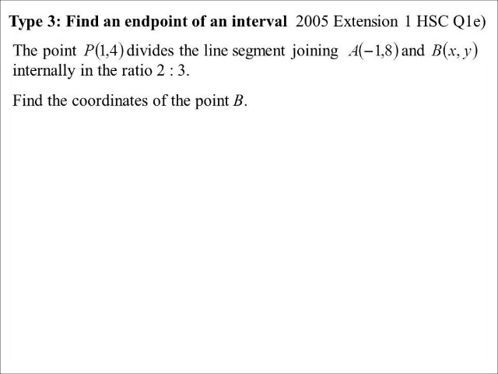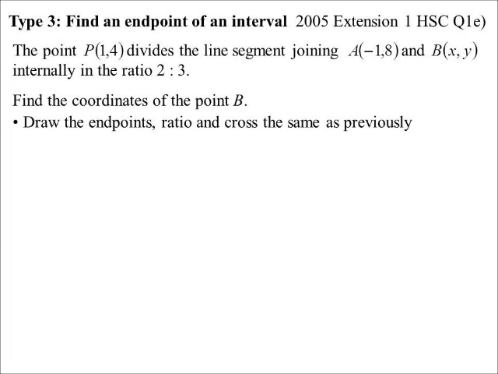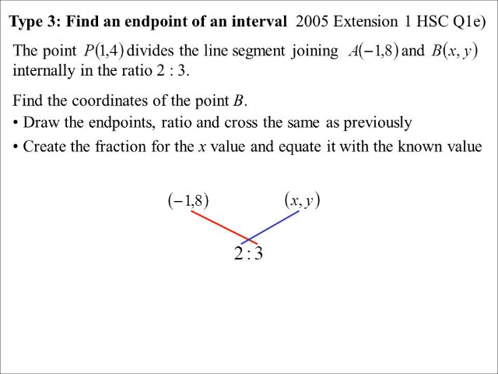Well, I'm going to do it exactly the same. I'm going to write down the 2 points, just I don't know the second point. The ratio is 2 to 3. Drawing my crosses. But I know what the answer is going to be. So I can create a couple of equations. So for the x value, I know the answer is 1. And in order to get 1, I would have said, oh, well, bottom of the fraction, add the two numbers together. That's 5. To get the top of the fraction, multiply along the crosses. 3 times negative 1, 2 times x, what I'm trying to find. And there's an equation to solve.